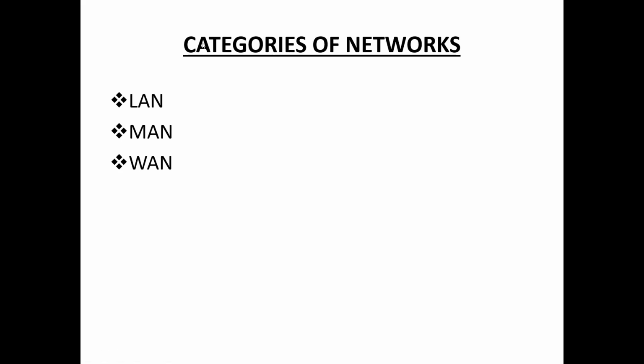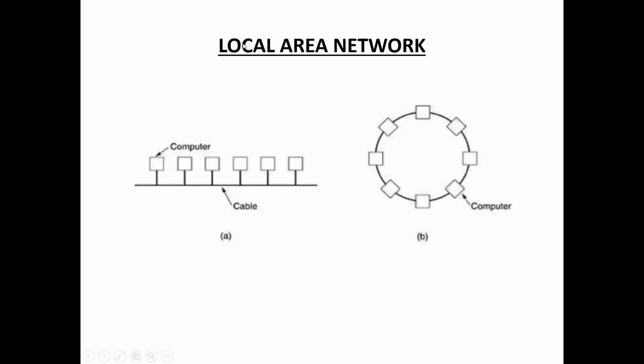Next one, categories of networks. So different categories of networks are local area network, metropolitan area network, and wide area network. First one here, local area network. Local area networks are generally called LANs.